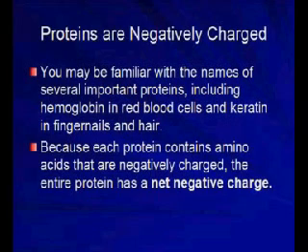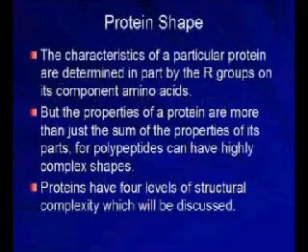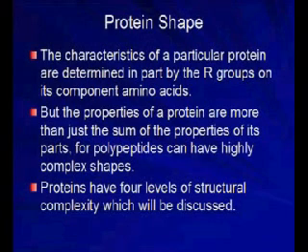Because each protein contains amino acids, they are negatively charged. The entire protein has a net negative charge. The characteristics of particular proteins are determined in part by the R group on its component amino acids. But the properties of a protein are more than just the sum of properties in its parts, for polypeptides can have a highly complex shape. Proteins have 4 levels of structural complexity, which will be discussed.